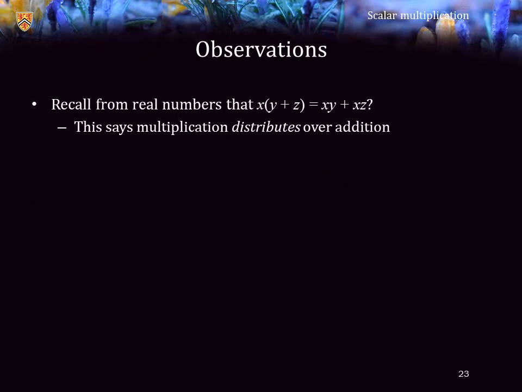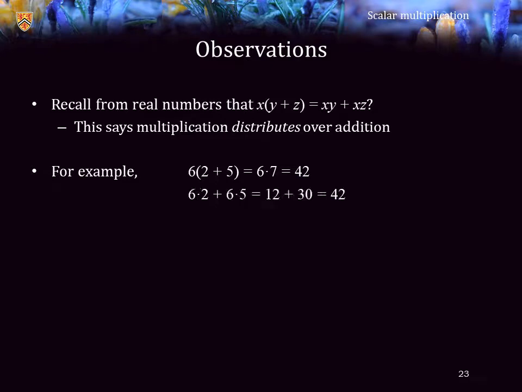Now, recall also from real numbers that x times quantity y plus z is equal to x times y plus x times z. This just says that multiplication distributes over addition. So, for example, 6 times 2 plus 5 can be calculated by calculating 6 times 7, which is 42. Alternatively, we can calculate 6 times 2 plus 6 times 5, which is 12 plus 30, which is also equal to 42.